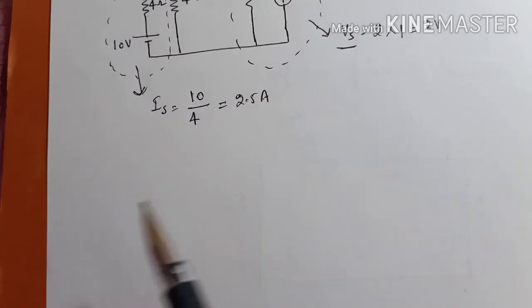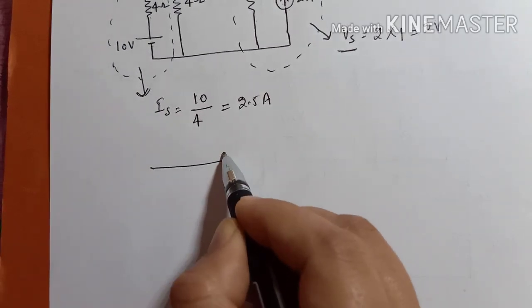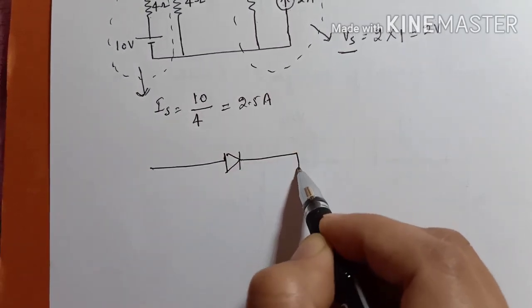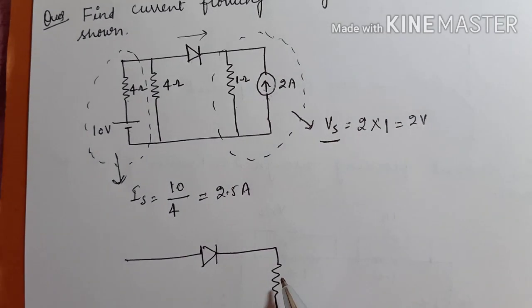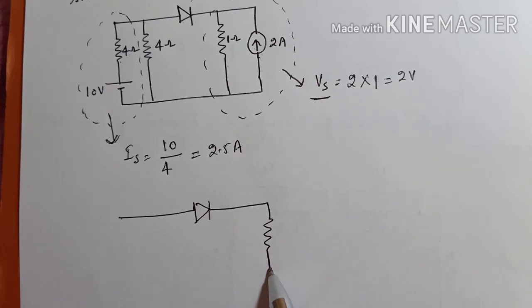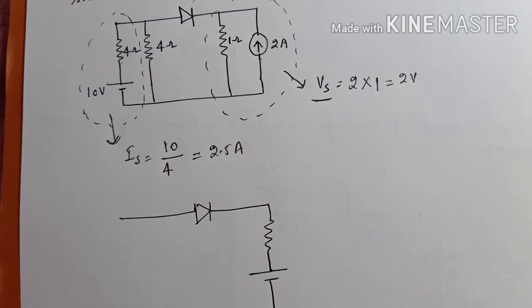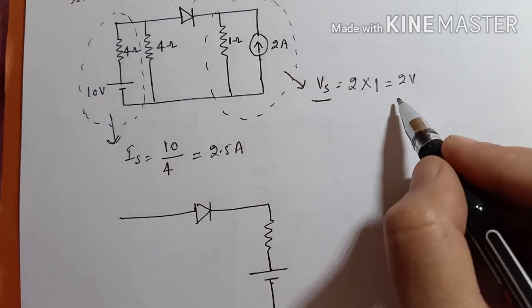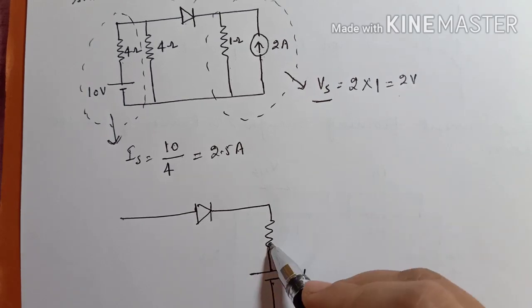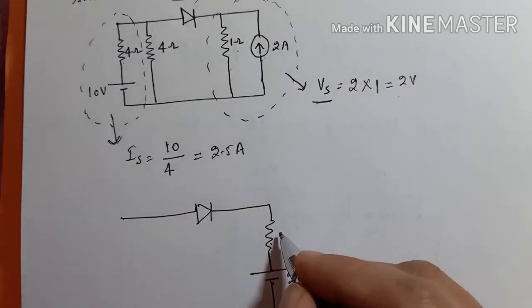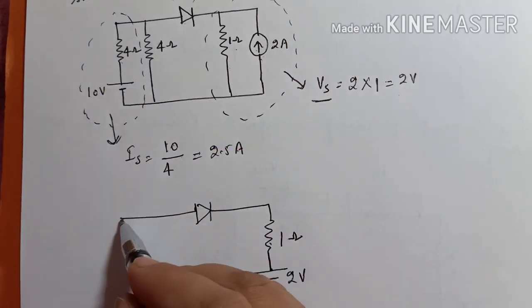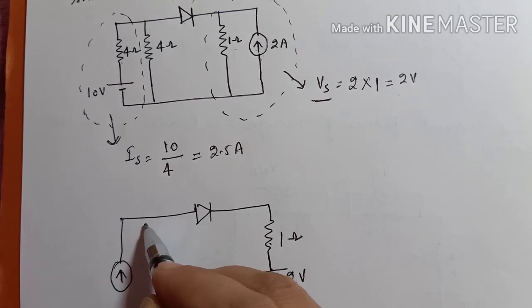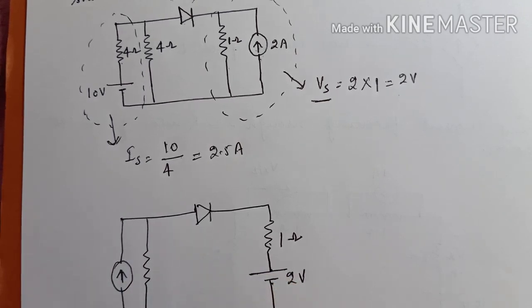Let's draw the equivalent circuit diagram. Here one ideal diode was present, and this current source you converted into a voltage source, which means its internal resistance you need to represent in series with the voltage source. What is the value you calculated? 2 volt. And what will be the value of this internal resistance? Same as that of this, so 1 ohm. And now this voltage source you converted into a current source, so represent it with the current source in parallel with the internal resistance.